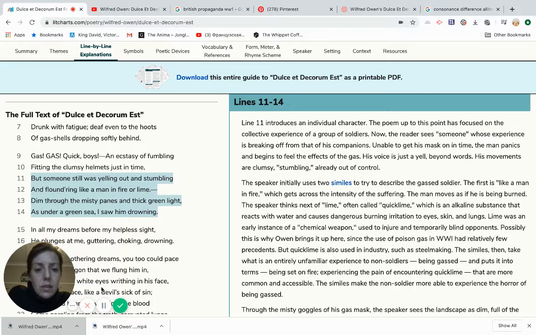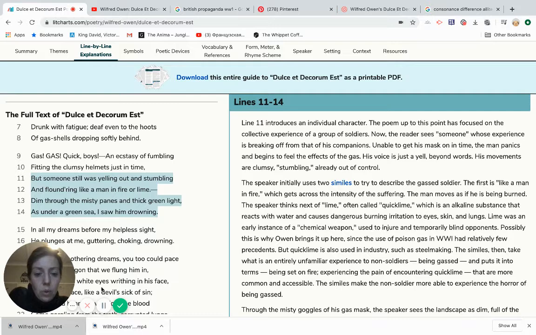The speaker initially uses two similes, you know what a simile is, to try to describe the gassed soldier. The first is like a man in fire, which gets across the intensity of the suffering. The man moves as if he is being burned alive. The speaker thinks next of lime, often called quicklime, which is an alkaline substance that reacts with water and causes dangerous burning irritation to eyes, skin, and lungs. Lime was an early instance of a chemical weapon used to injure and temporarily blind opponents.